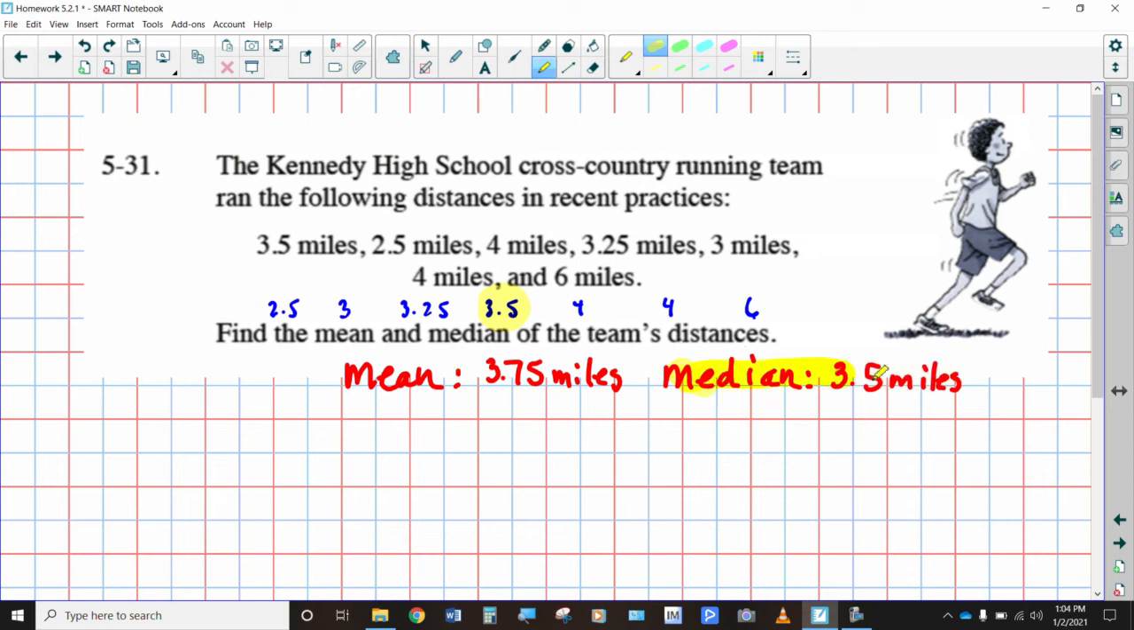Now for finding the mean, this is a little bit more challenging, but it's not too bad when you've only got 7 numbers. You just got to add them all together and divide by 7. So I'm going to go ahead and stack these up and make sure that we've got digits in each one of those decimal places. 3.50, and then this is 4.00, 4.00, and 6.00. So what do we have?